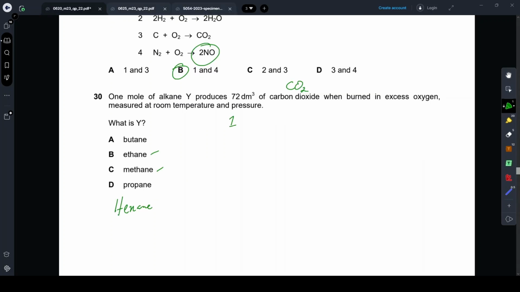Okay, so 1 mole is 24 dm cube, and so 72 dm cube is 3 moles, which means you need 3 carbons, which is propane.